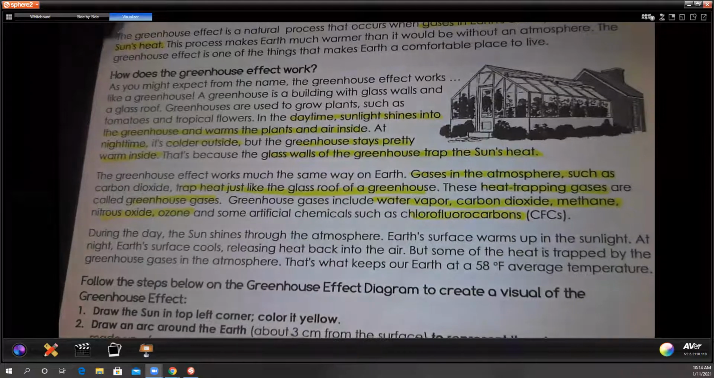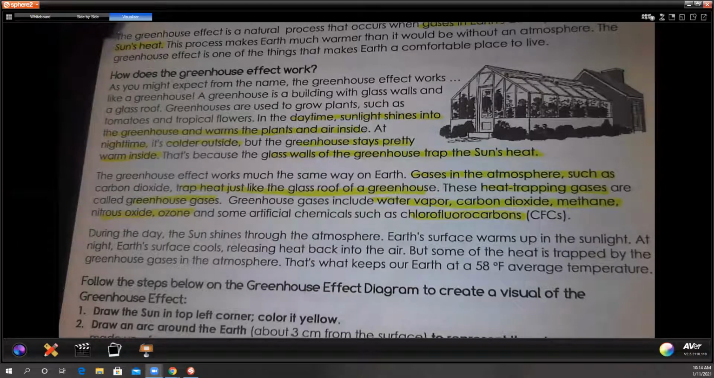During the day, the sun shines through the atmosphere. Earth's surface warms up in the sunlight. At night, Earth's surface cools, releasing heat back into the air. But some of the heat is trapped by the greenhouse gases in the atmosphere. That's what keeps our Earth at 58 degrees Fahrenheit average temperature. So even though it gets cold, when the Earth releases that heat back, if you guys did that drawing, the atmosphere reflects all that heat back in and keeps it inside.